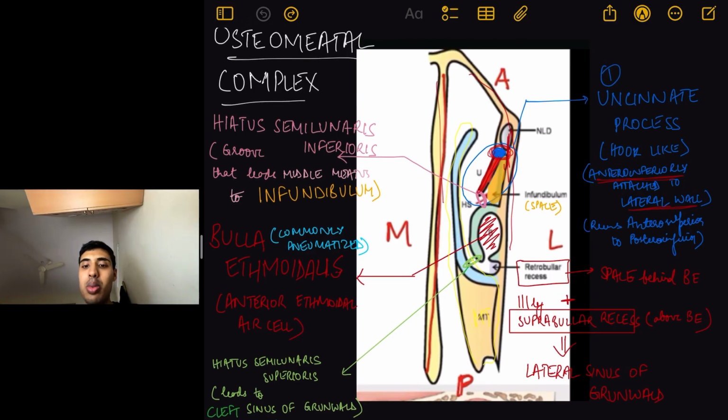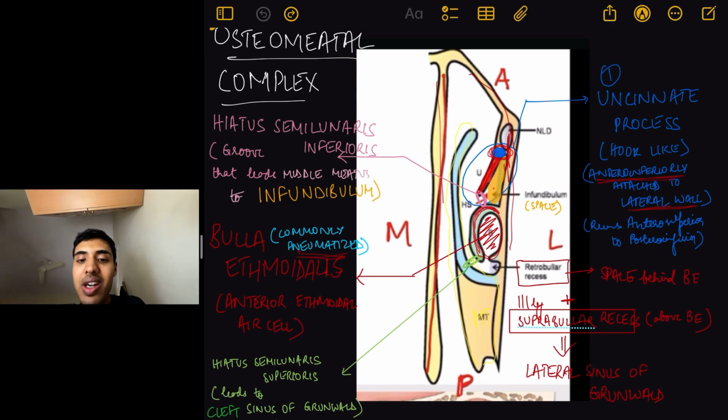Then other components, you have an anterior ethmoidal air cell known as bulla ethmoidalis. It is a pneumatized air cell, meaning it is an air cell basically. Now, this bulla ethmoidalis and uncinate process together form the boundaries of the infundibulum. The infundibulum is a space anteriorly bound by the uncinate process, laterally by the lateral wall of the nasal cavity, posteriorly by the anterior border of bulla ethmoidalis.